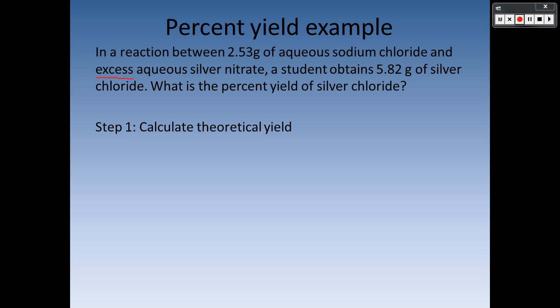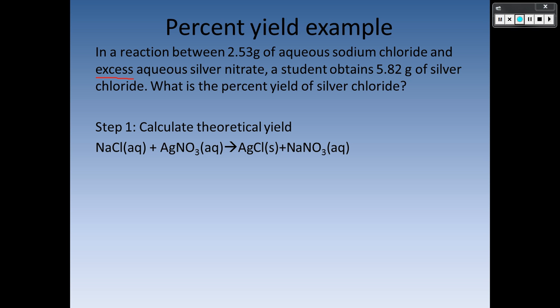The first step is going to be to calculate the theoretical yield. We know what the actual is. It's this right here, the 5.82 grams. But we need to calculate the theoretical yield. So of course the first thing we do is we write a balanced equation where sodium chloride, which is aqueous, reacts with aqueous silver nitrate to yield solid silver chloride plus aqueous sodium nitrate.